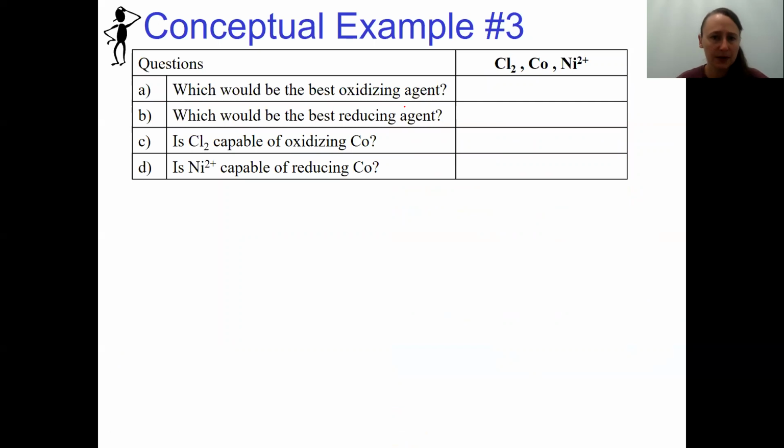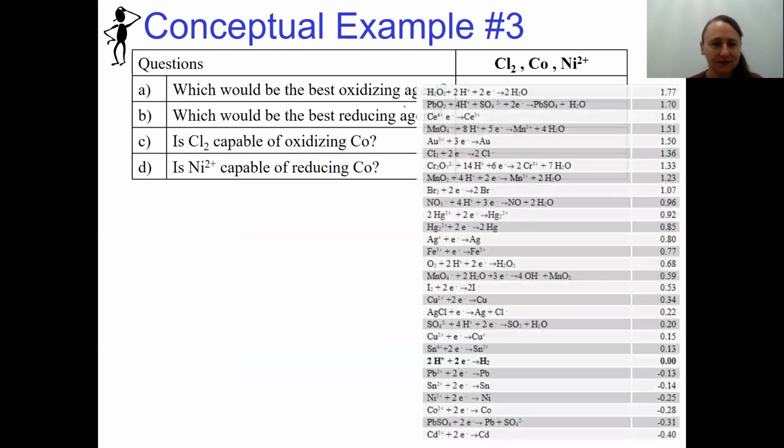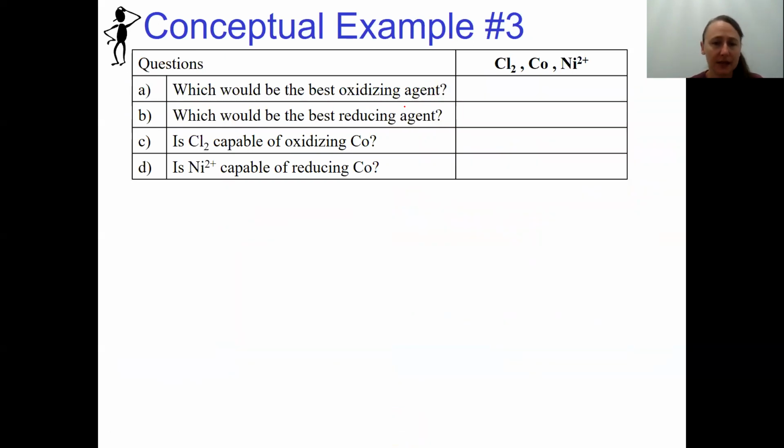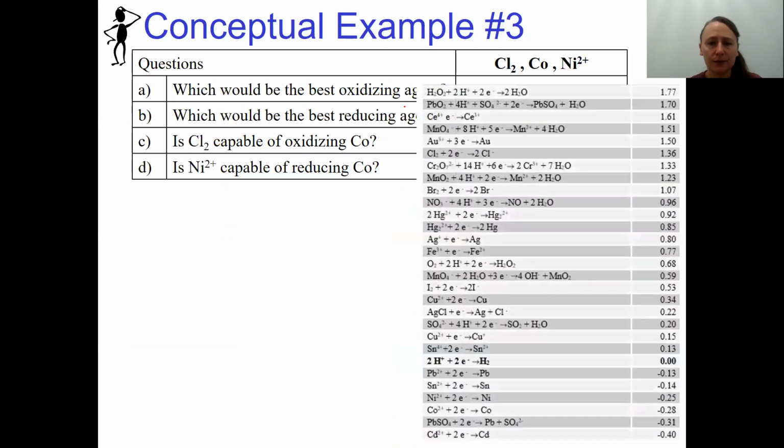All right, so a conceptual example, looking at the table. I want to look at chlorine gas, cobalt metal, and nickel 2+ aqueous. And I want to know which one is going to be the best oxidizing agent, the best reducing agent, and similar questions that we had with the orbitals. Now we're going to use the table. I've pulled a piece of the table, and I am highlighting the chlorine gas, nickel 2+, and cobalt on the screen.